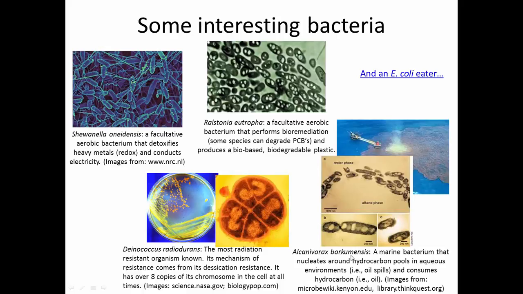And then there's this Alcanivorax borkumensis bacterium. It's a bacterium that's found in the ocean, and you see here behind an oil spill. Well, this bacterium will nucleate, or it'll start to collect around pools of hydrocarbons, pools of oil, like oil spills, and it will consume that hydrocarbon. So this basically is an oil eater. And they have been known to be found, along with other oil-eating bacteria, in great quantities after an oil spill.